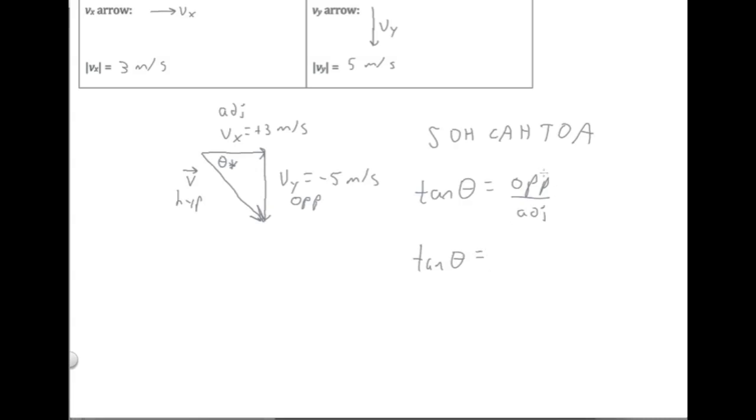And remember, the opposite really means the length of the Vy side over the length of the Vx side here. So I'll show that I'm using magnitudes. So that would be Vy magnitude, which is 5, over Vx magnitude, which is 3.